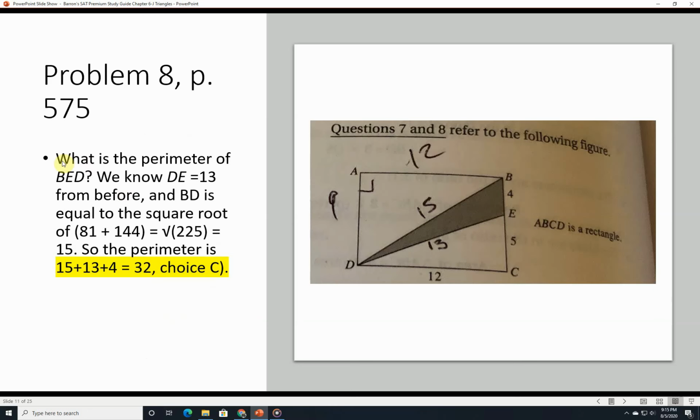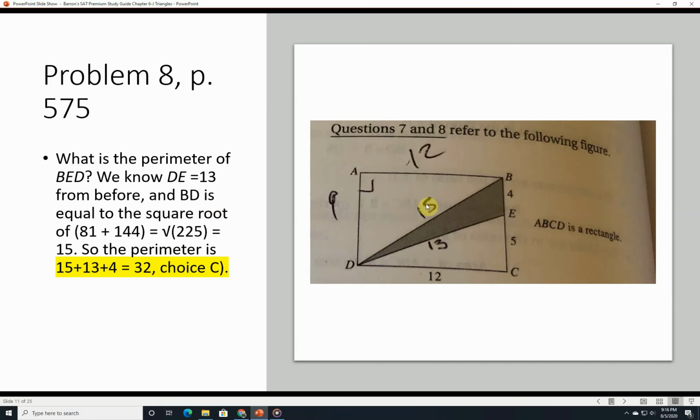Problem 8, page 575. What is the perimeter of BED? Well, okay, again, we can use the Pythagorean theorem. 9 squared is 81, 12 squared is 144. Add them together, you get 225. Square root of 225 is 15. If it's on the calculator section, you can just figure that out using your calculator. If not, hopefully you'll know what 15 squared is, and you'll just be able to go, boom, I know 225 is 15 squared. Don't even have to touch a calculator. Otherwise, you might have to play around with it a little bit until you get the right number.